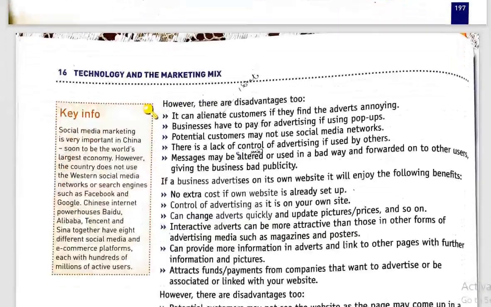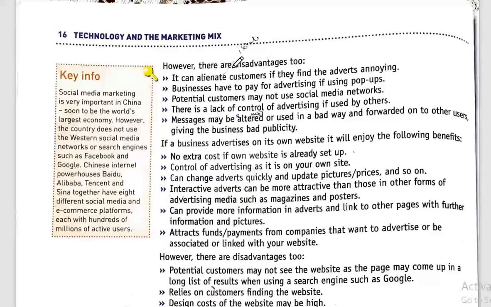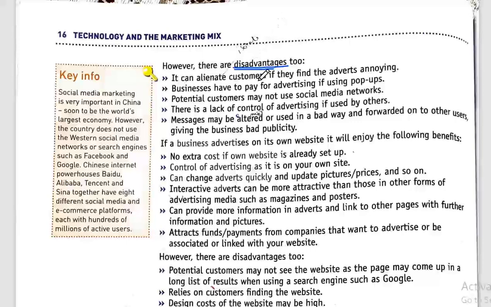However, when I'm posting an advertisement on Facebook, there are a lot of disadvantages. The first one, it can alienate customers if they find the advert annoying. So it can push the customers away if my advertisement was annoying and therefore I'm losing customers. Business have to pay for advertising if using pop-ups. So also, if I'm using a specific type of advertising such as pop-ups, as a business I have to pay additional cost.